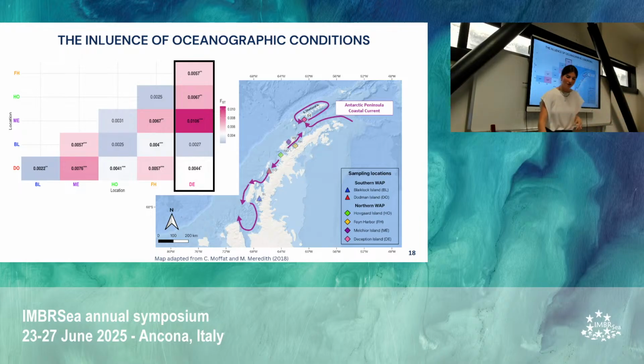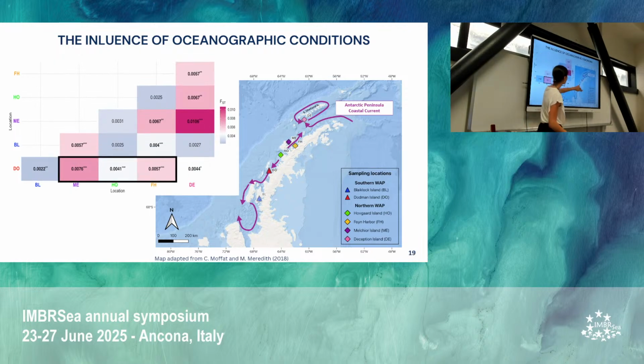Another example: here in the middle, we have three sampling locations. They were not much differentiated from each other, but all of them were genetically different from Mine Island based on the FST values. We can probably also relate that to the coastal current, which is splitting just here and creating flows in opposite directions, and this can likely limit the dispersal between those two areas.